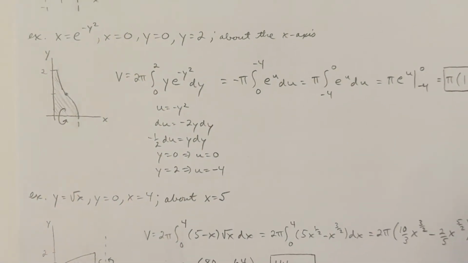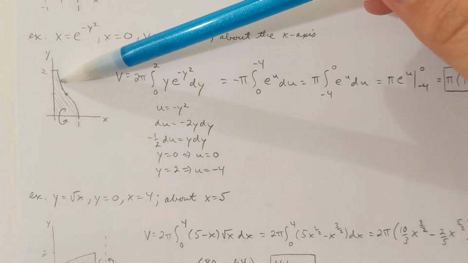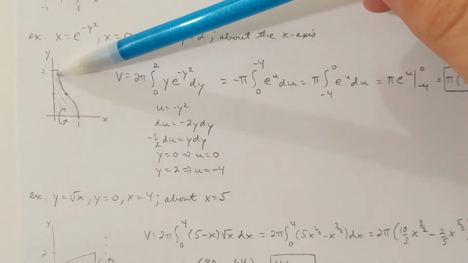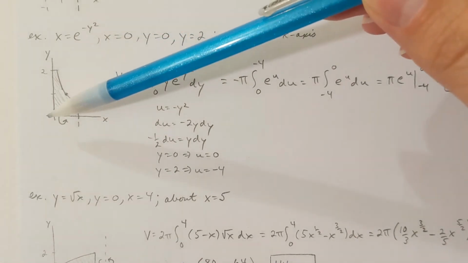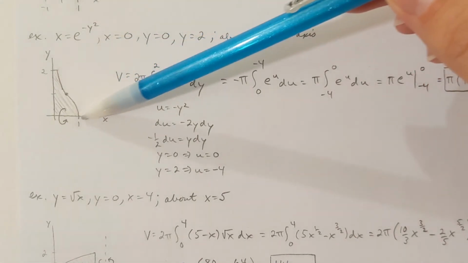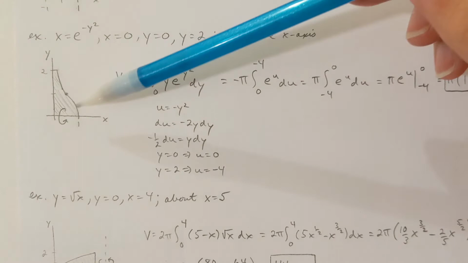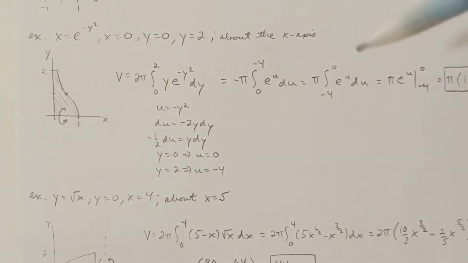Okay, here's another example. Let's work with the region enclosed by these curves. We've got x equals e to the negative y squared. That'd be this bell-shaped curve on its side that I've drawn. And then x equals 0, y equals 0, and y equals 2. And we're going to rotate this region about the x-axis.